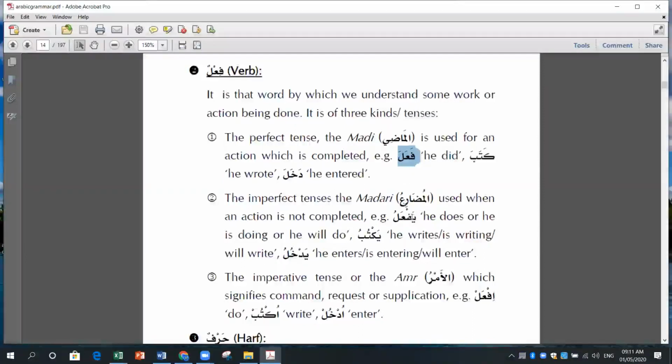If you recognize now what is extra, this ya is extra only. This ya is not a part of the root word. So it means this is extra. In the form al-mudare, this ya is added extra to make it mudare. See? What did I say?